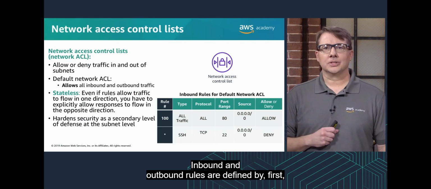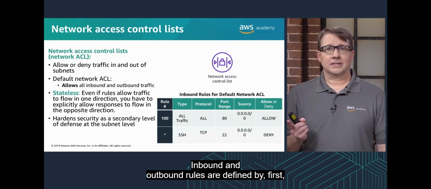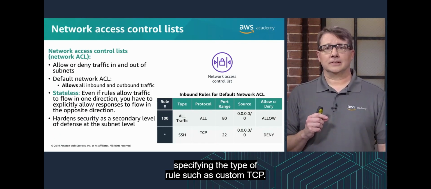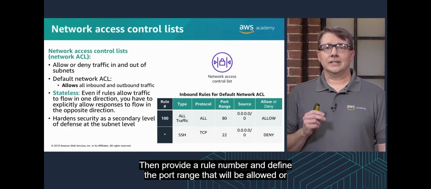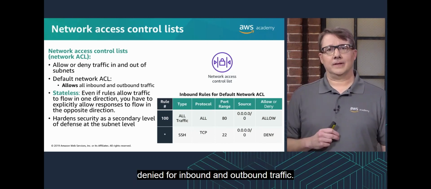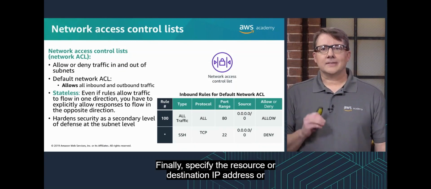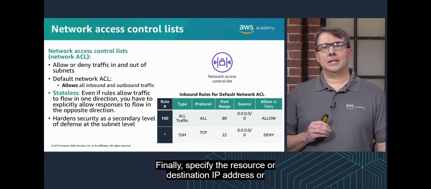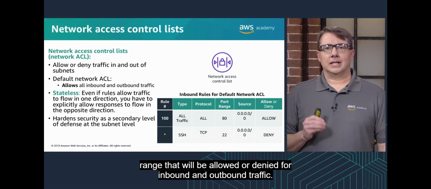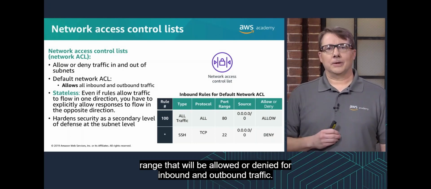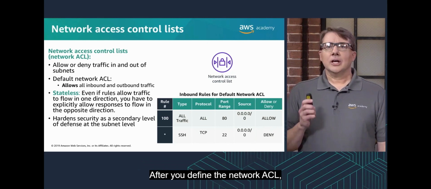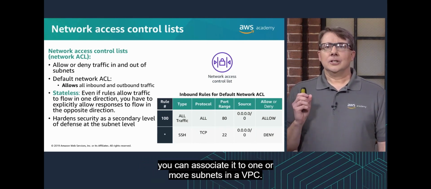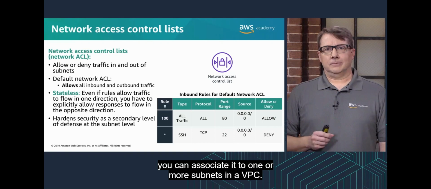Inbound and outbound rules are defined by first specifying the type of rule, such as custom TCP, then providing a rule number and defining the port range that will be allowed or denied for inbound and outbound traffic. Finally, specify the resource or destination IP address or range that will be allowed or denied for inbound and outbound traffic. After you define the network ACL, you can associate it to one or more subnets in a VPC.